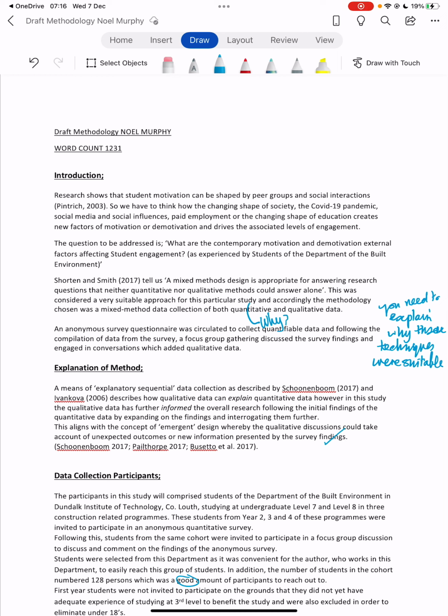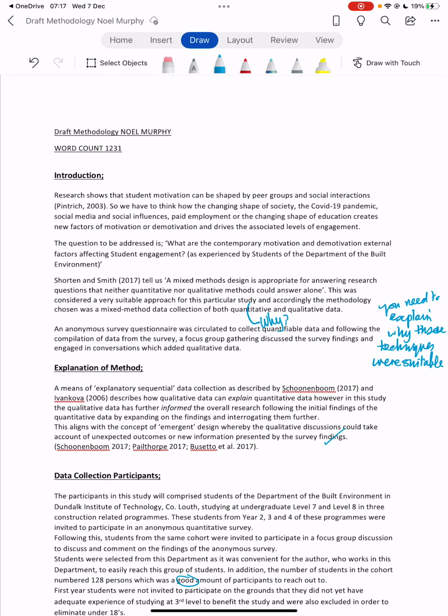So in your case, some of this might be at the end of your introduction, where you're closing out the introduction with your research question, and then you're moving on, in this section, to explain why you chose a mixed methods approach. So you've said here that it was considered very suitable for this particular study, but you need to say why. You need to have a couple of sentences indicating that you considered various approaches, and then this one was deemed the most suitable for the following reasons.